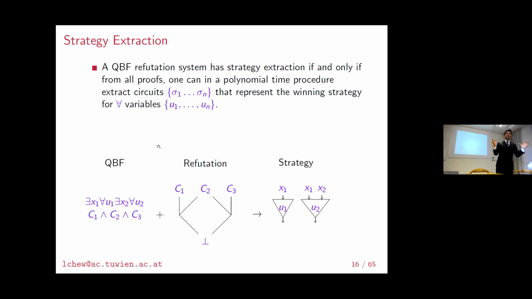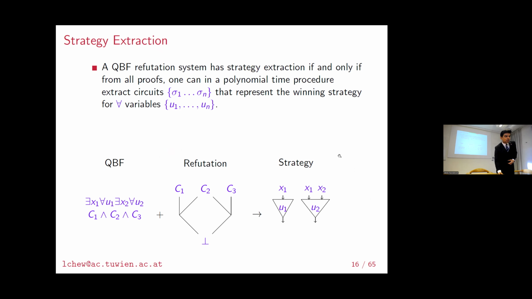So we have that a QBF is false if and only if there is a winning strategy for the universal player. A QBF is also false if and only if there is a proof in some complete proof system. Can we match these two things? And the answer is yes, sometimes. This is when a QBF proof system has the property of strategy extraction. So if we have a QBF and a refutation, can we, in polynomial time, extract out circuits that represent the strategy for the universal player?